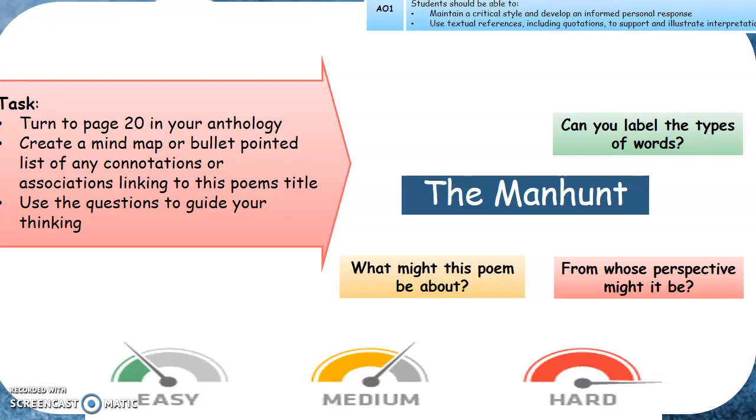And thinking about whose perspective might it be from, you need to start thinking about different relationships because it's part of the relationships cluster. So could it be a family relationship? Is it a father and son? Is it a husband and wife? Is it a grandparent talking to their grandchild? So thinking about these different types of relationships and who might be talking.